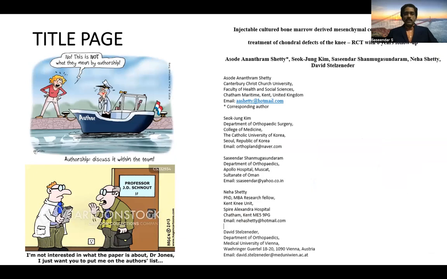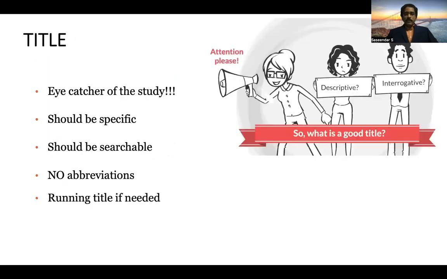The title page should be something like this. It includes the title, the list of authors in the order of appearance, and the affiliation of the authors. The authors have to be given as per the amount of work performed by them. The title should be an eye catcher of the study, should be specific, should be searchable. There should not be any abbreviations in the title, and a running title may be needed as per journal requirements.